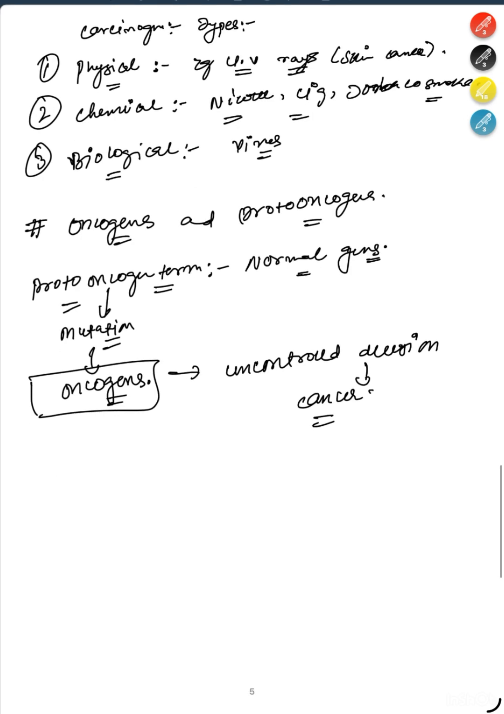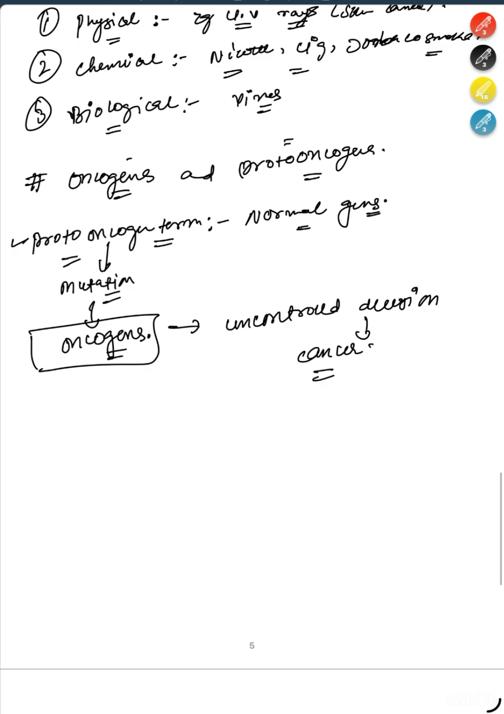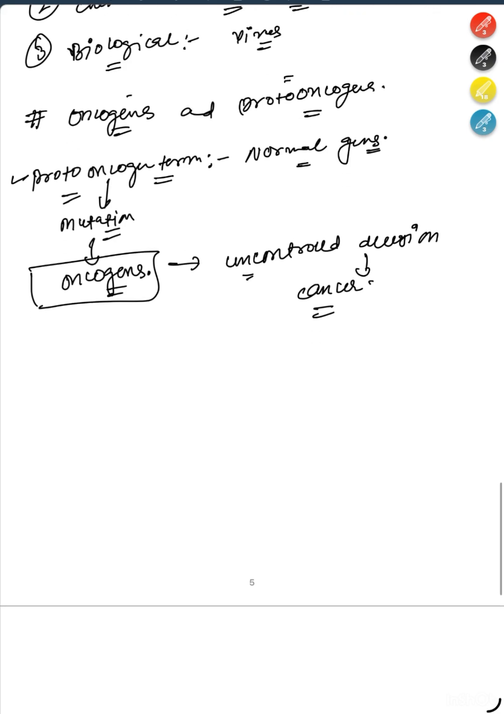So what I told you: there are two types of genes, oncogenes and proto-oncogenes. Proto-oncogenes are the normal genes that regulate normal cell division. But whenever a mutation occurs by any cause, these proto-oncogenes are converted into oncogenes. And these oncogenes cause uncontrollable cell division, finally causing cancer.